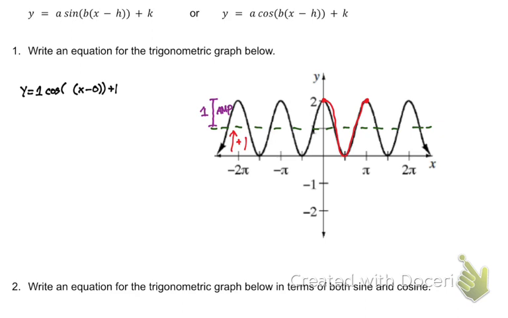So if I look at the red one, that's 1 cycle. If I continue that on, let me change my color up a little bit, I would have 2 cycles. I can get 2 cycles in 2 pi. That means my B value is 2. However many cycles it takes to get to 2 pi, that's your B value. So that's one way to find out your B value is 2.